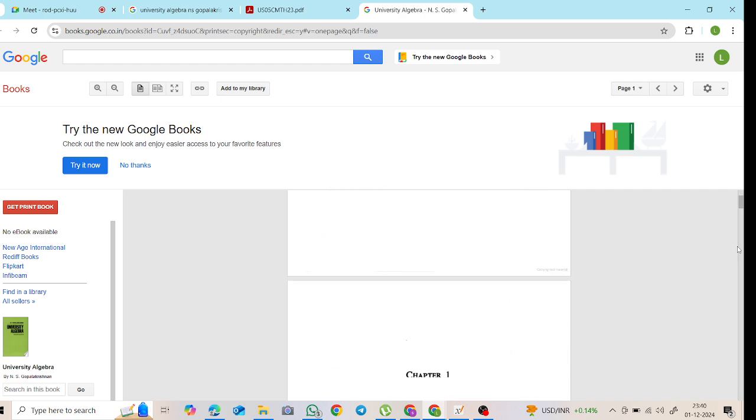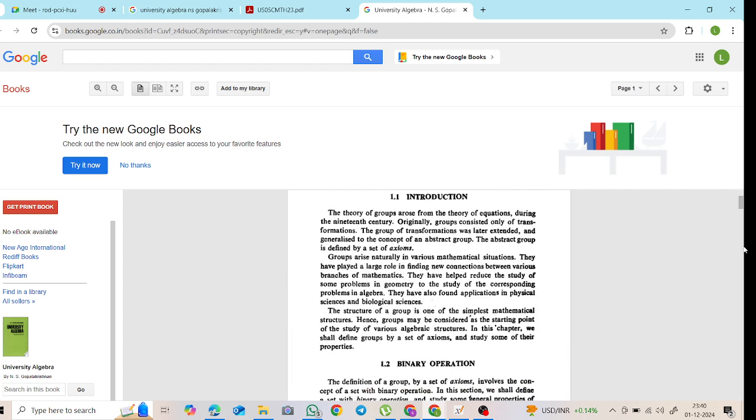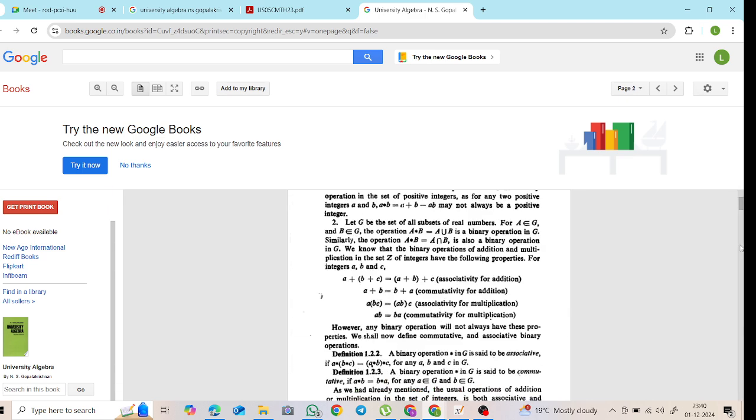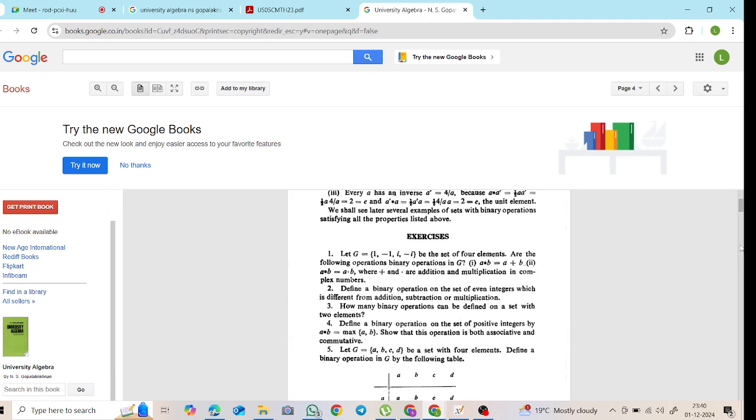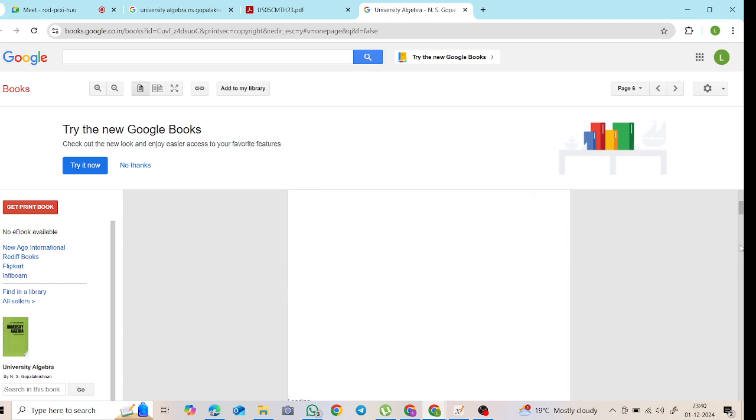Hungerford is a bit tougher, but I would suggest to read from this book and then go for exercises in that book.